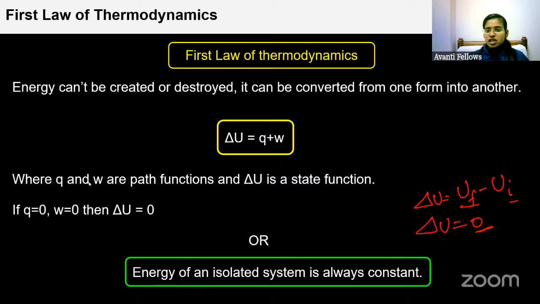Initial internal energy will be 6, and final internal energy will also come out to be 6. So 6 minus 6 will be 0. If some change comes out to be 0, then it means that the particular term is a constant. The energy of an isolated system is always constant. So this is all about the first law of thermodynamics, the very important definition and formula of this thermodynamics lesson.